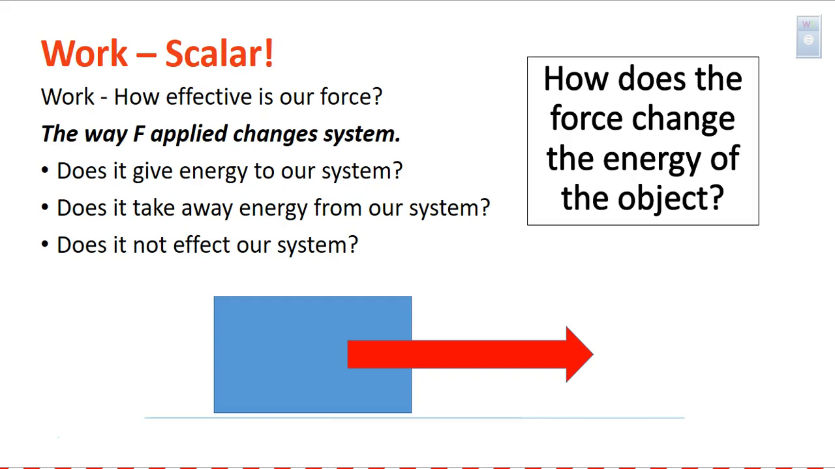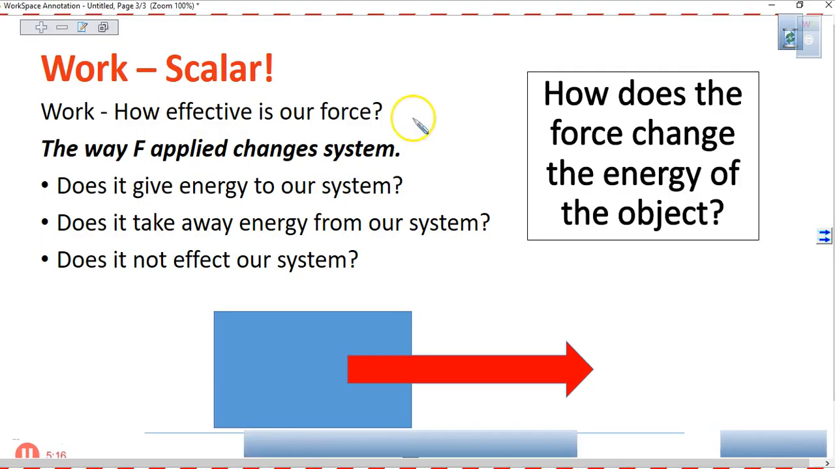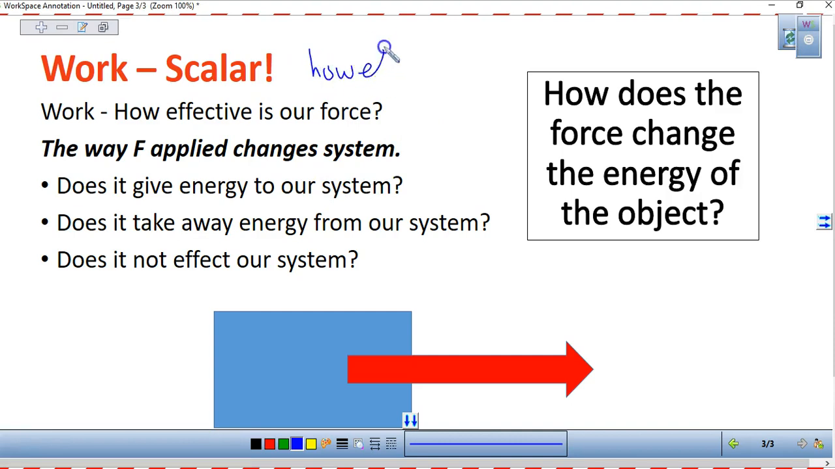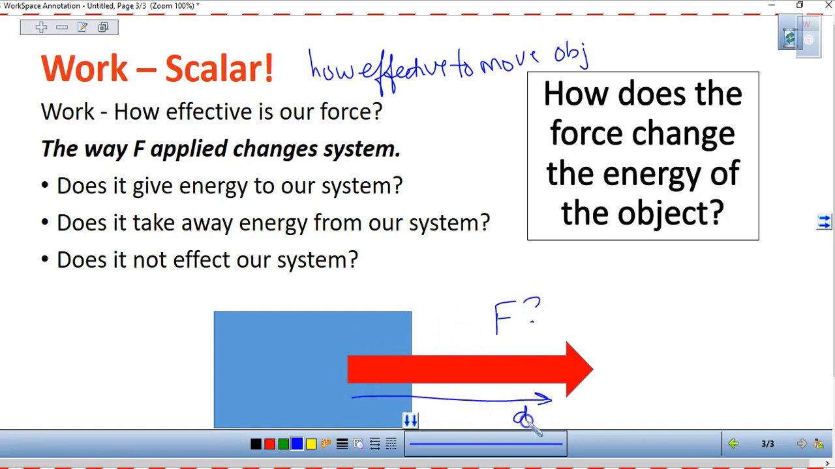So when we talk about work, it's how effective it is to move an object. That's a very simple way to put it. And I'll post these notes as well, so this will be a PDF. To move an object depends on how much force, and it depends on where you want it to go. Those are two very important things.